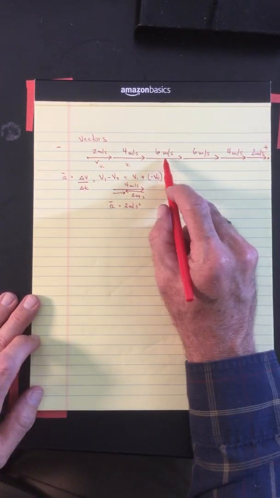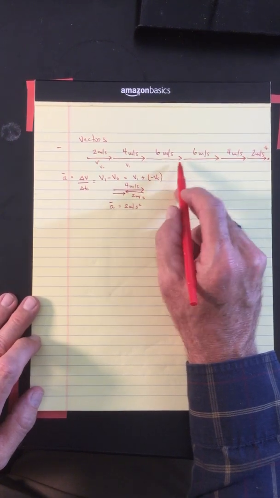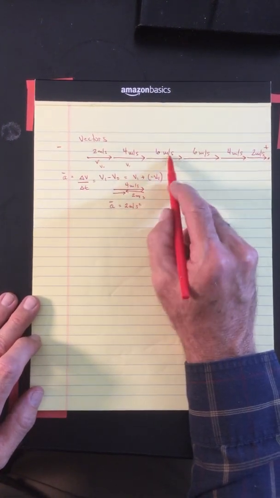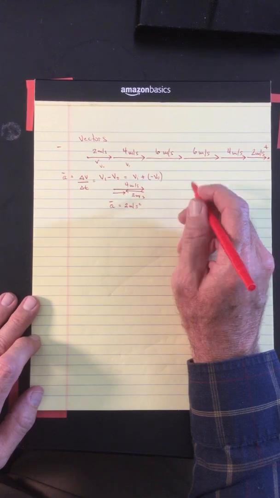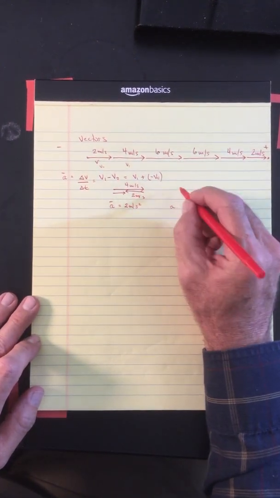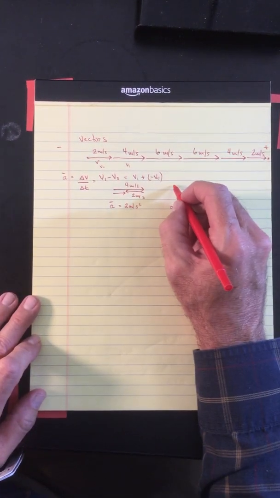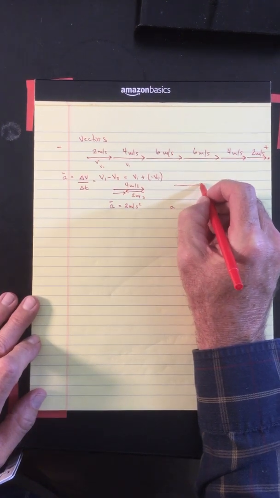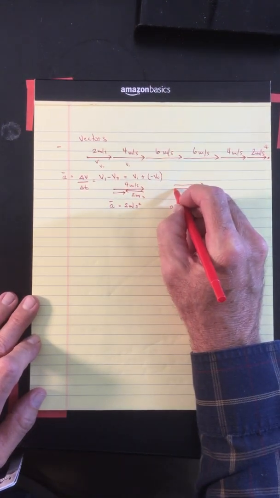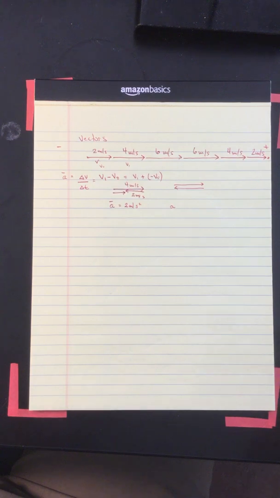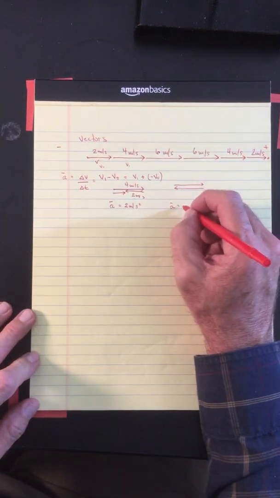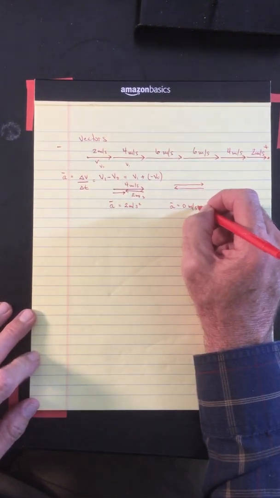Okay, what happens if I go from here to here? What's my acceleration? Well, I have 6 plus a negative 6. My acceleration here, we're not going to draw the vectors. Well, actually we could. So we have a 6 in this direction, we have a 6 in this direction. Therefore, my resultant is going to be 0. So my acceleration is going to be 0 meters per second squared.